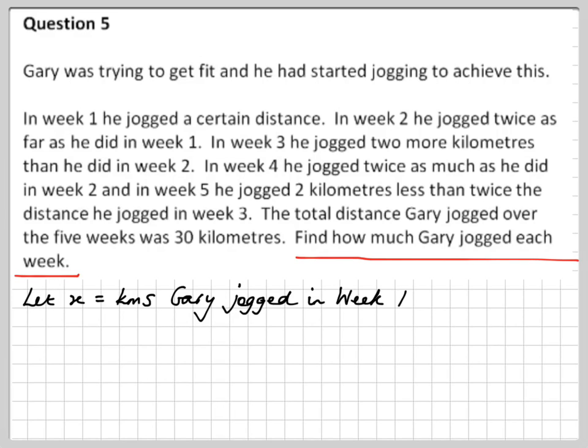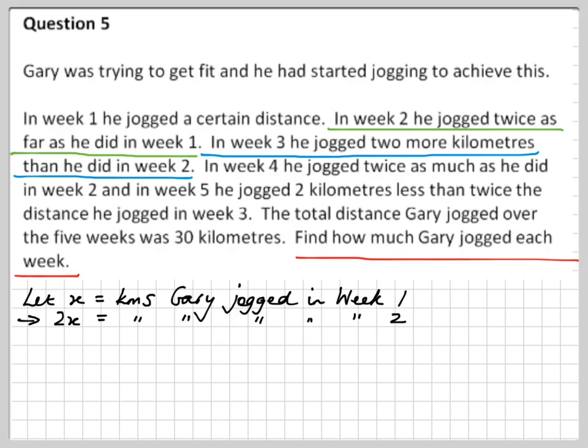Now, what's the next sentence about week 2? I'll underline it for you. There it is. In week 2, he jogged twice as far as he did in week 1. What does that mean? How many kilometres is that compared to what we've got as X for week 1? Twice as much means, yes, it's 2X. That's week 2. Now I'm going to underline the week 3 sentence. In week 3, he jogged 2 more kilometres than he did in week 2. Come on, what does that mean? We've done 2X in week 2, so what did he do in week 3? Yes, he did 2X plus 2 in week 3.